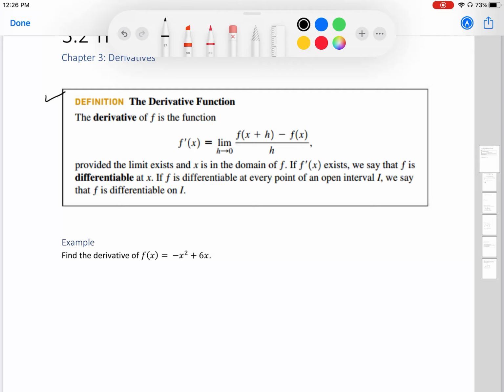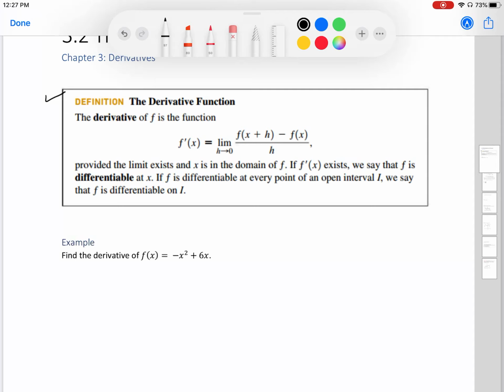f prime of x is equal to the limit as h is approaching 0 of f of x plus h minus f of x over h, provided the limit exists and x is in the domain of f. If f prime of x, or the derivative, exists, we say that f is differentiable at x. If f is differentiable at every point on an open interval I, we say that f is differentiable on I.